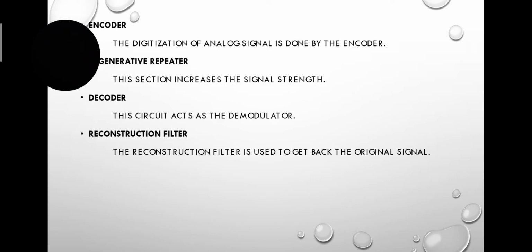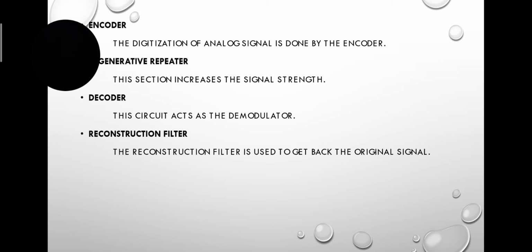Encoder. The digitization of the analog signal is done by the encoder. It designates each quantized level by a binary code. The sampling done here is the sample and hold process. These three sections, low pass filter, sampler and quantizer, will act as an analog to digital converter. Encoding minimizes the bandwidth used.